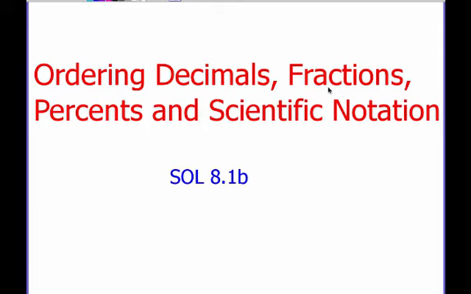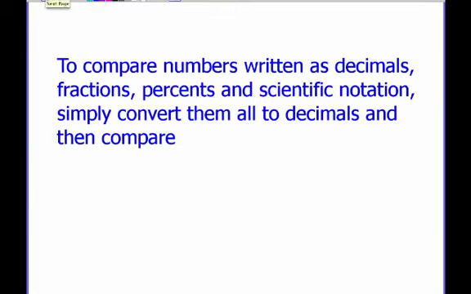For this video, we're going to be discussing ordering decimals, fractions, percents, and numbers in scientific notation. So to do this, we need to be able to find a way of comparing numbers that are written in all of these different forms. One way to do that is to simply take all of the numbers, turn them into decimals, and then compare.